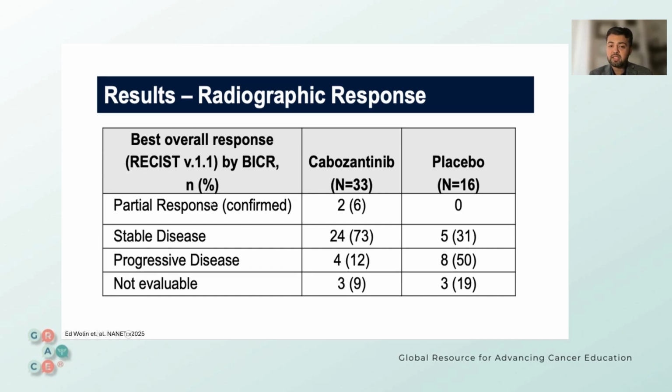Partial response means that there was an actual treatment response, which means the cancer really shrunk enough to be calculated as a partial response. Progressive disease means that the disease has progressed, and sometimes it cannot be evaluable as well. So overall, when cabozantinib was given, you can see a higher partial response, higher stable disease, and less progressive disease compared to placebo.